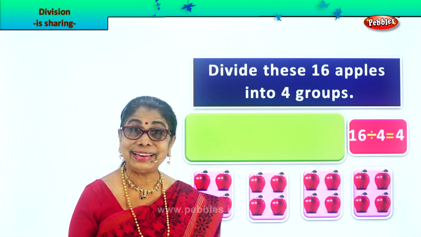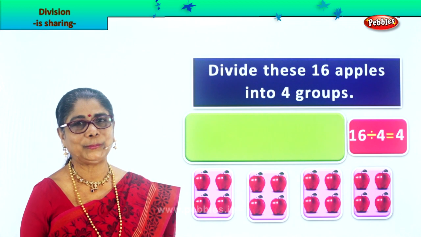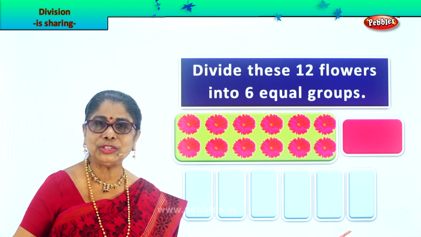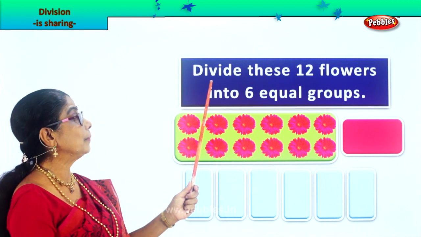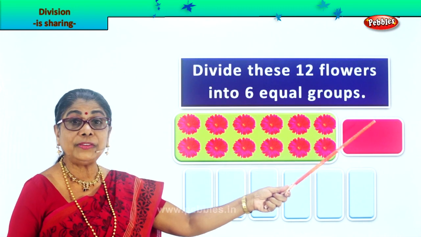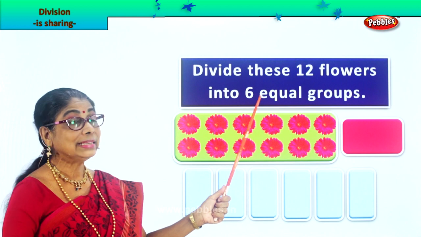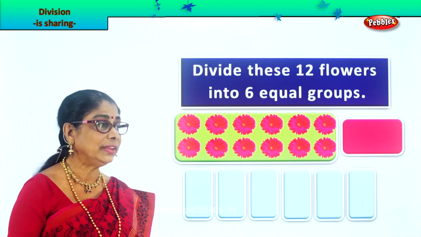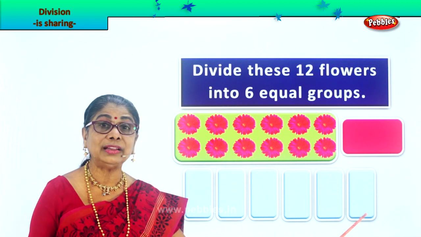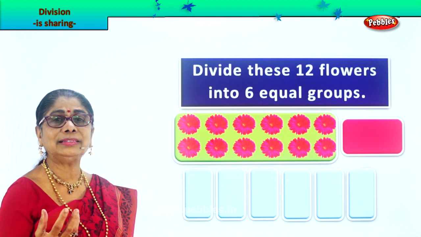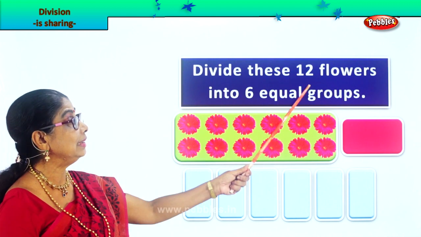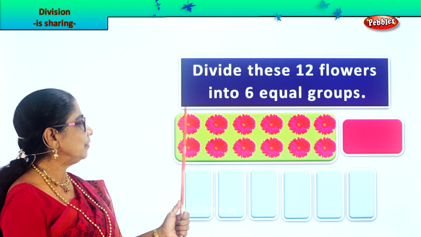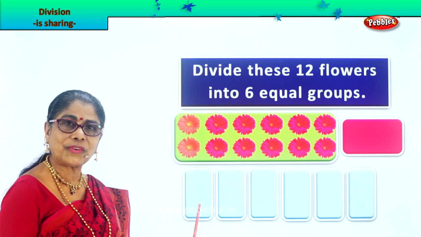Did you enjoy? Lovely. Let's take another sum. What is division? Division is equal sharing. Are you enjoying the exercise? Look, let's read. Divide these 12 flowers into 6 equal groups. We've got 12 pink colorful flowers, and we are given 1, 2, 3, 4, 5, 6 trays. So arrange the flowers equally into 6 trays, and there are 12 flowers. Yes? Look. Let's take these first 2 flowers and put them into this tray.